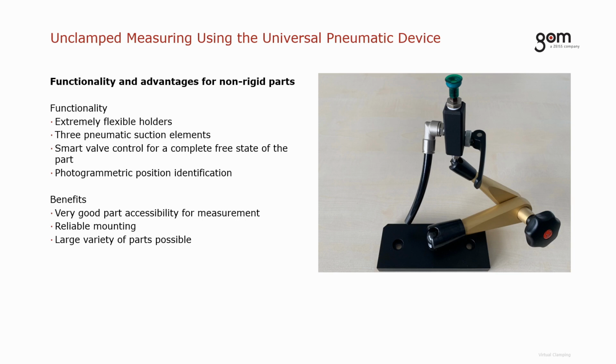What that smart valve does is, once you set the part down, it clamps, then individually puffs air out, relaxes, and clamps back in sequential order, allowing it to be in a perfect free state. It has photogrammetric position identification for each one of the clamps, so the software can identify where they are in space. And then you have very good accessibility for all your measurements, so there's no more blocking of points, reliable mounting, and a large variety of part possibilities because these are maneuverable and also relocatable around the measuring plate.